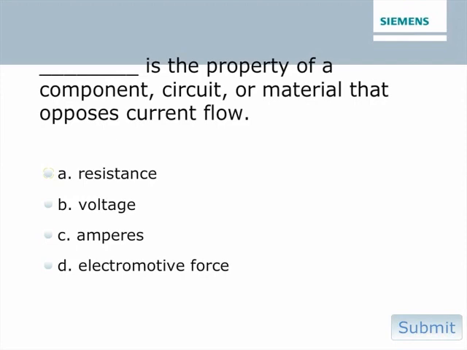Question 2. Blank is the property of a component, circuit, or material that opposes current flow. Is it A, resistance, B, voltage, C, amperes, or D, electromotive force?